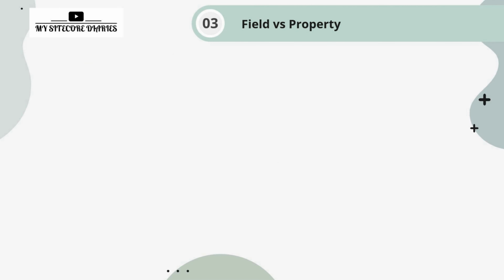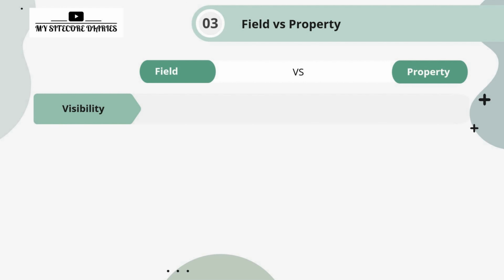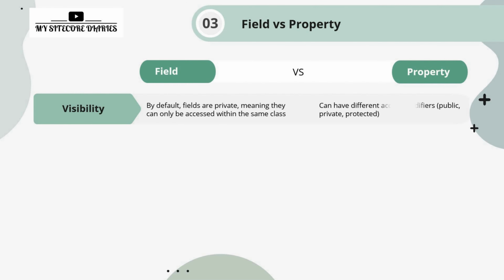Now we will see the difference between field and property. The first feature is visibility. By default, fields are private, meaning they can only be accessed within the same class, whereas properties can have a different access modifier: public, private, protected. Depending on your logic, you can use those.